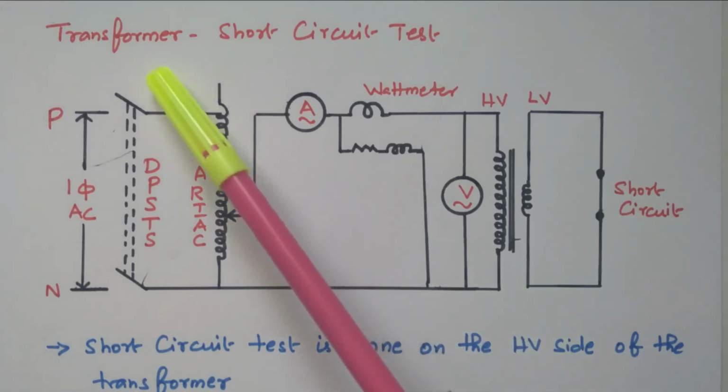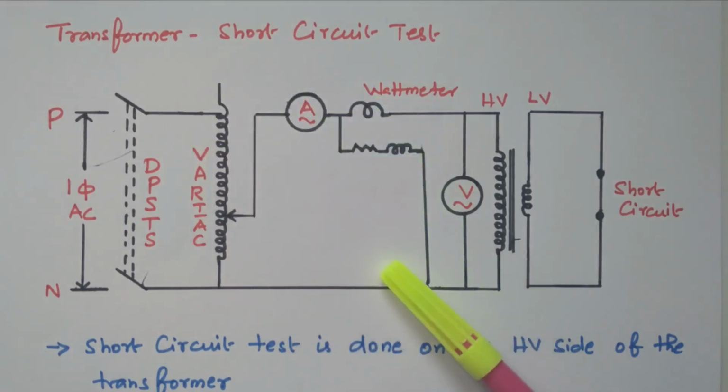Now we will go to the topic, transformer short circuit test. So we have two different tests available, open circuit test and short circuit test. The open circuit test is available in a separate video, the link is in the description box. This open circuit test and short circuit test are used to find four parameters: equivalent resistance, equivalent reactance, core loss resistance and reactance, that is R01, X01, R0 and X0.